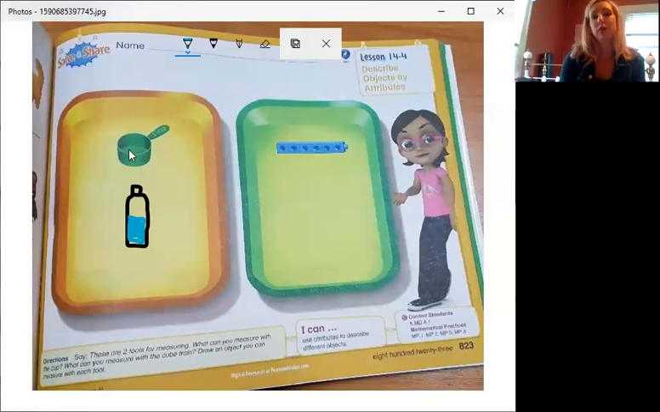Remember, if we are using a measuring cup or a jar or a bottle to see how much we can put inside, this is capacity. Capacity.